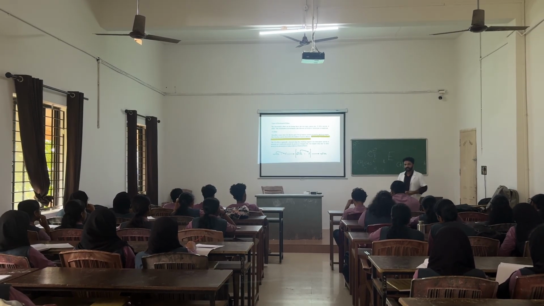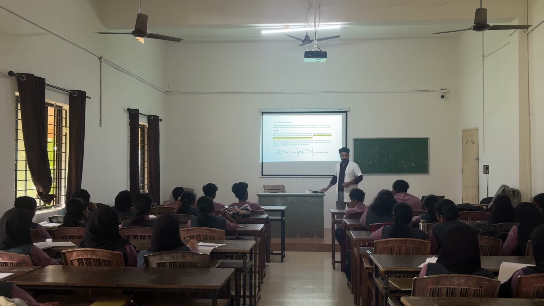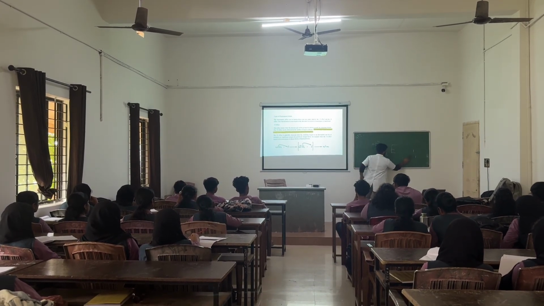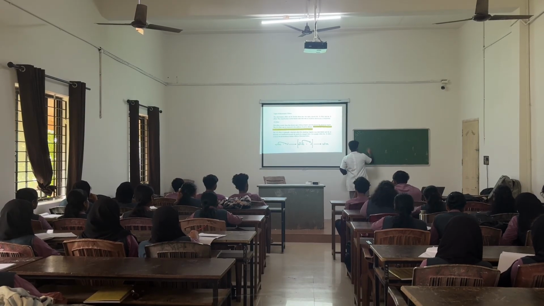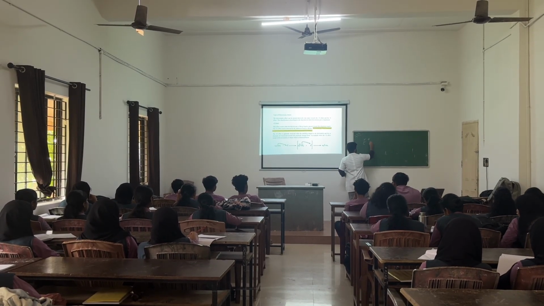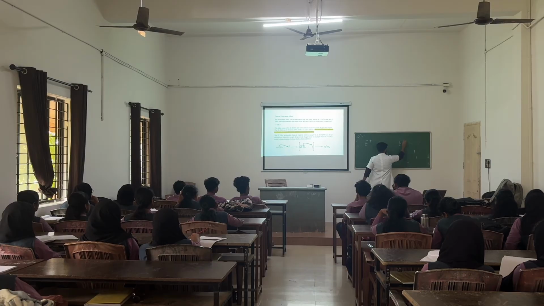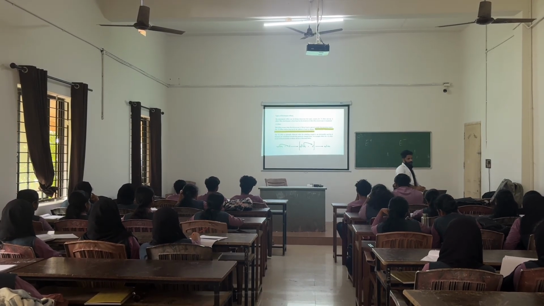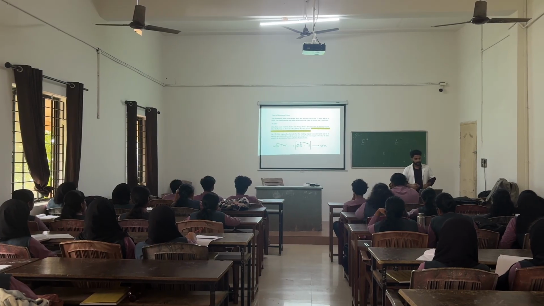So we are going to discuss two types of electromeric effect. I already mentioned we can represent it as capital E, and the two types are the plus E effect and the minus E effect. So let's discuss the plus E effect.